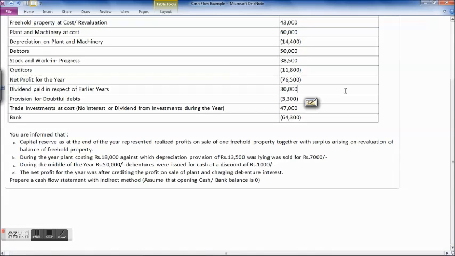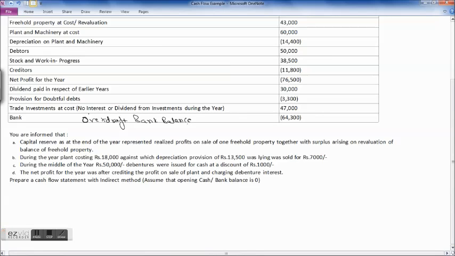So there is an additional provision for doubtful debts which has been made during the year to the extent of 3,300. Trade investments at cost, 47,000, so there is an increase in trade investments of 47,000. No interest or dividend from the investments during the year. And the bank is showing a credit balance of 64,300. That means there is an overdraft balance, since it's showing a credit balance of 64,300.